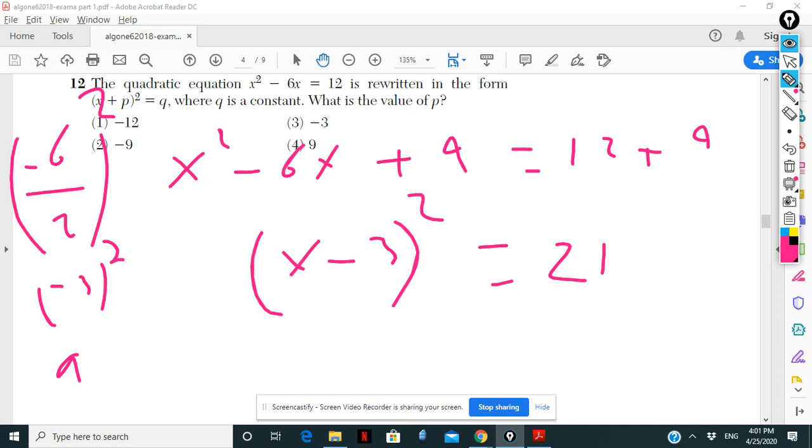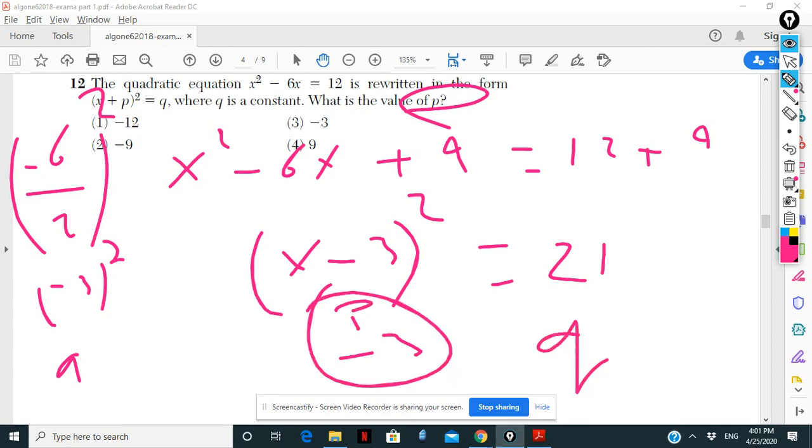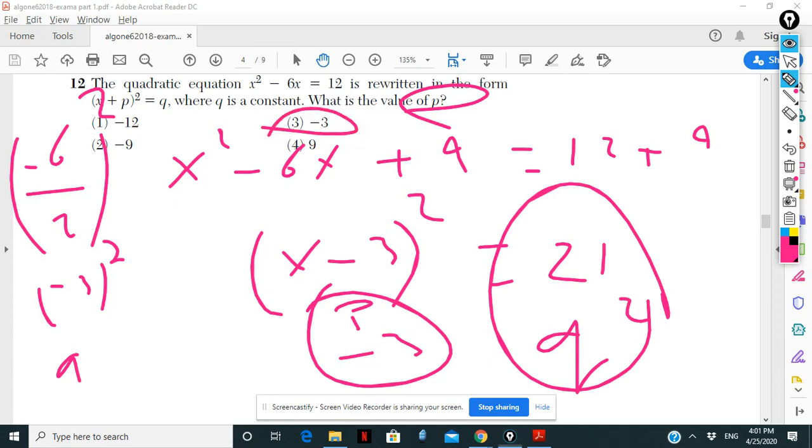Negative 6 divided by 2, that's negative 3. Square it. Oh, he's asking about the b value. So the b value is negative 3. That's the b. And the q value is 21. So you're asking about the b. The b is negative 3. So answer is 3.